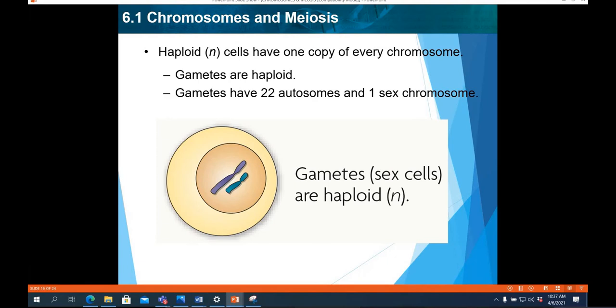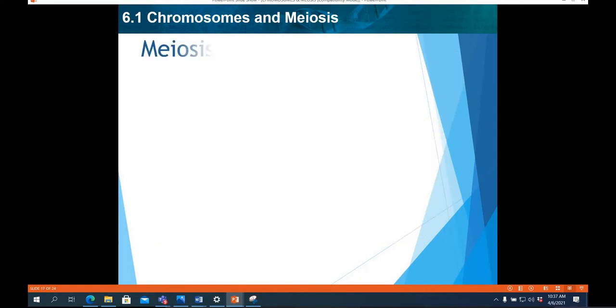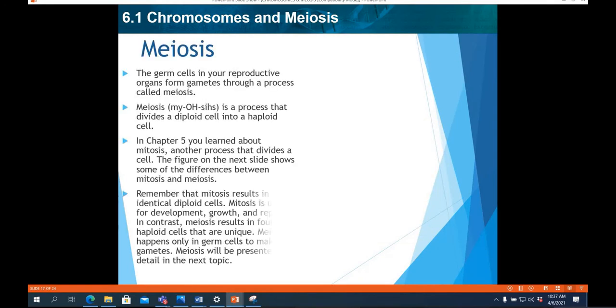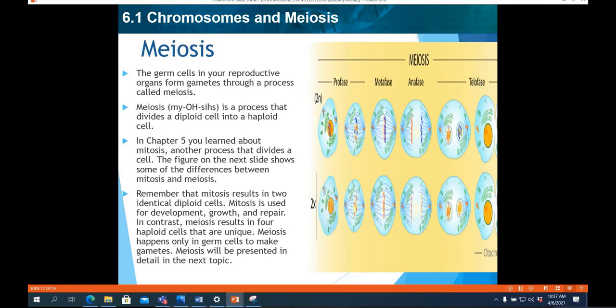Right, so that is what we did. This is how a haploid cell looks. The gamete has only a single N, but when a sperm combines with an egg cell, it becomes diploid. So here is the process of meiosis. The germ cells in your reproductive organs form gametes through a process known as meiosis. It is a process that divides a diploid cell into haploid cells.